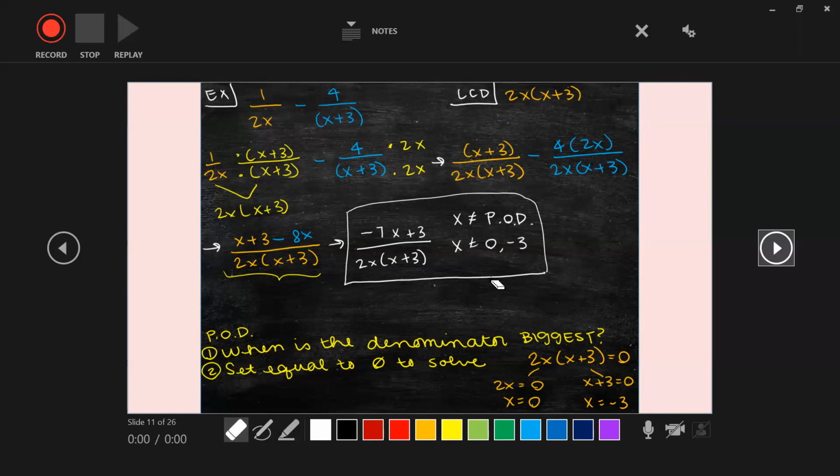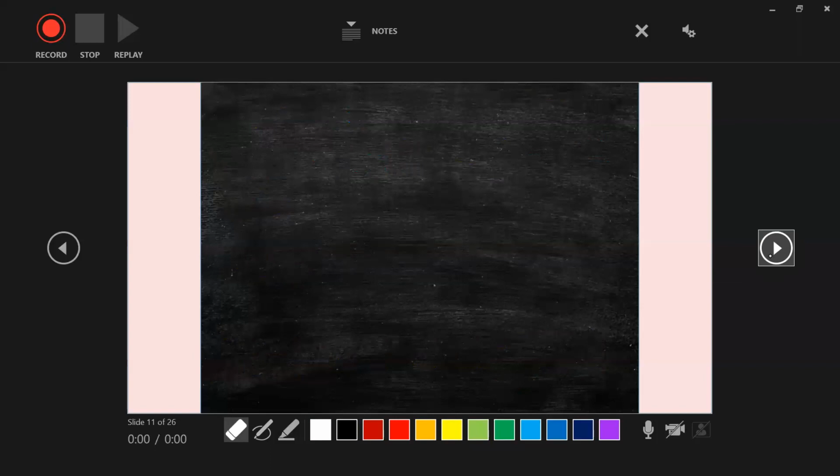So let's do a harder one. Let's say that we're looking at x plus 2 all over x squared minus 2x, and we are subtracting x plus 2 all over 2x minus 4. First, let's find our common denominator.